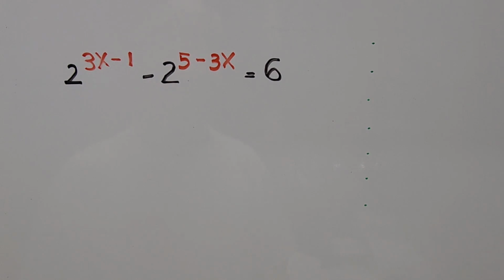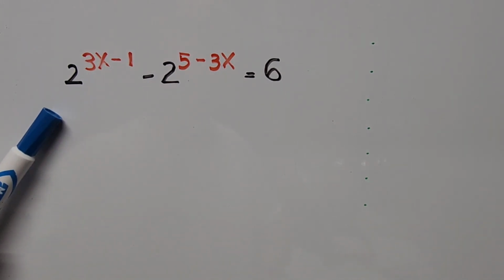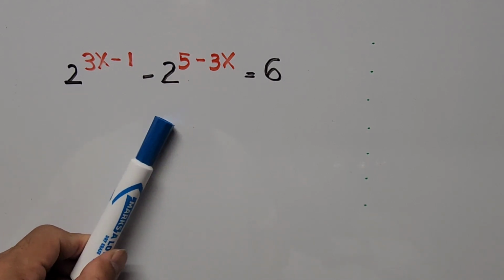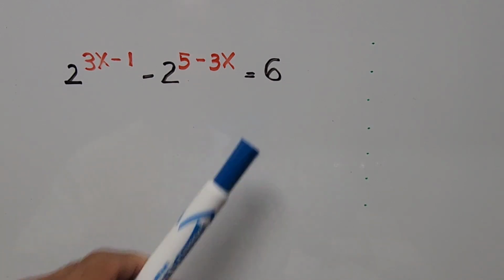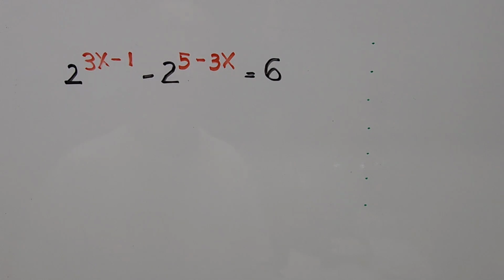In this video, we're going to solve this exponential equation: 2 to the power of 3x minus 1, minus 2 to the power of 5 minus 3x, equals 6. And we'll be looking for the real values of x. And so let's go ahead with our solution.